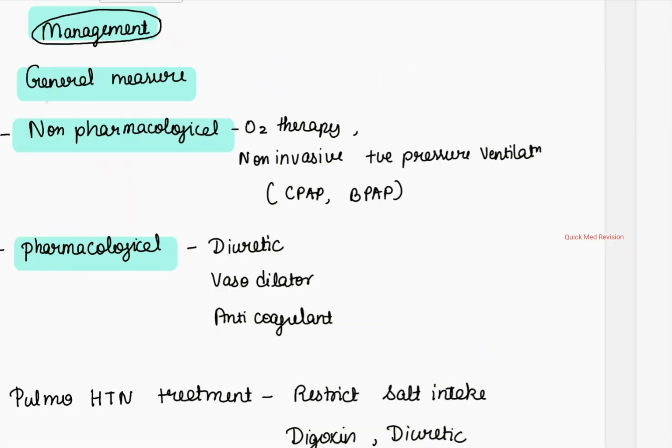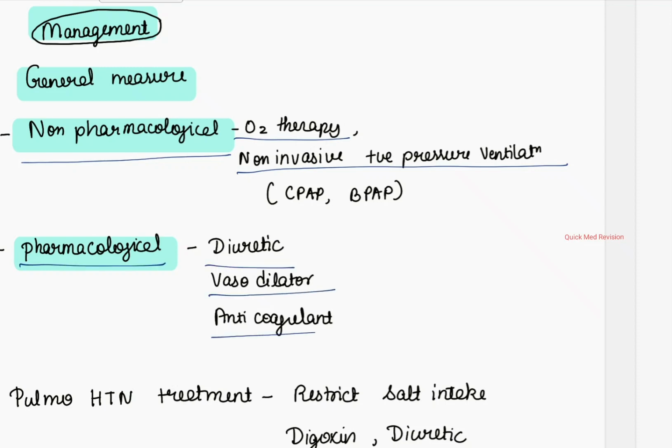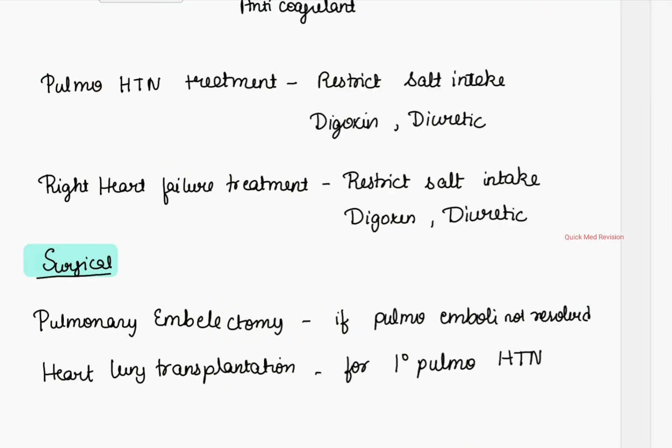Management: the general measures, non-pharmacological, wherein we give oxygen therapy, non-invasive positive pressure ventilation, that is continuous positive airway pressure, or BPAP, CPAP or BPAP will be given. Pharmacological: diuretic, vasodilator, anticoagulants will be given. Pulmonary hypertension treatment: restrict salt intake, digoxin, diuretic. Right-sided heart failure treatment: restrict salt intake, digoxin, diuretic.